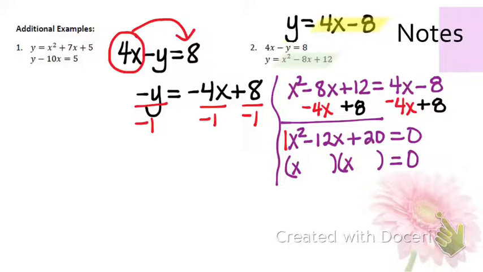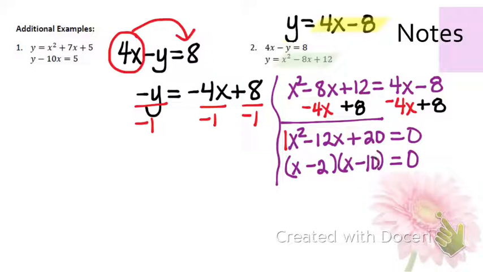Okay, anybody figure out those numbers? That's kind of tricky. Who wants to tell me the numbers they got? Jacoby, what'd you get? Not 6. It has to be two numbers that multiply to be a positive 20 and add to negative 12. Alvaro. Negative 2 and negative 10.